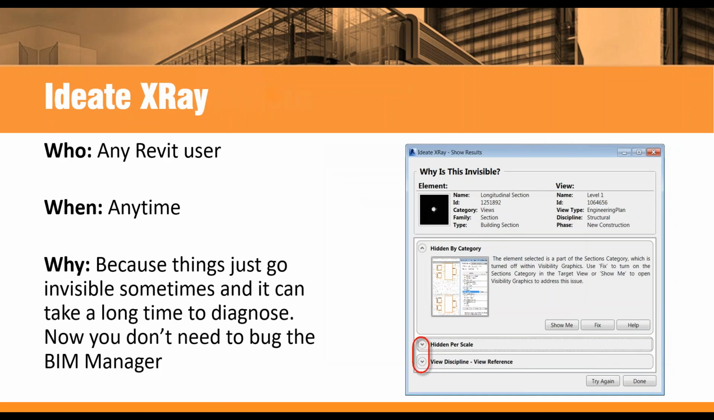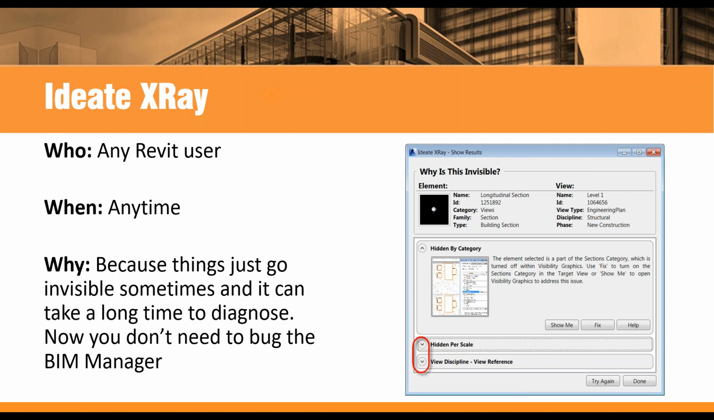One of my favorite programs is Ideate XRay. This is a wonderful program because XRay actually will tell you the reasons why things are invisible in a view. So this goes above and beyond the reveal hidden elements. As many of you may know, the reveal hidden elements feature in Revit will only display elements that are turned off individually or categorically. But if you have things turned off because of a filter, or because of a view range issue, or because of work sets, you won't see those elements. XRay can tell you the reason why elements are not visible in a view.